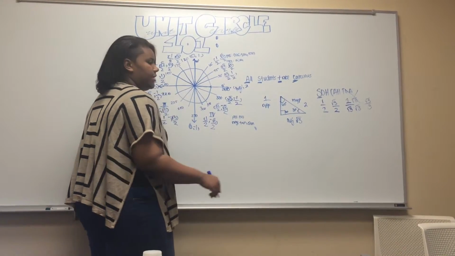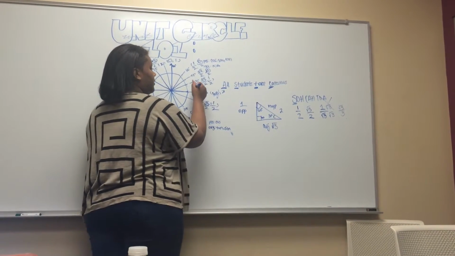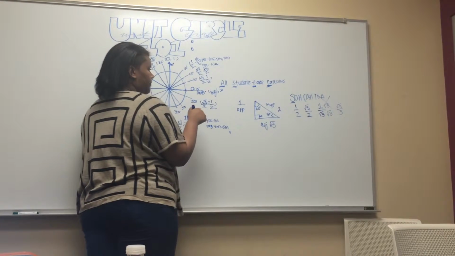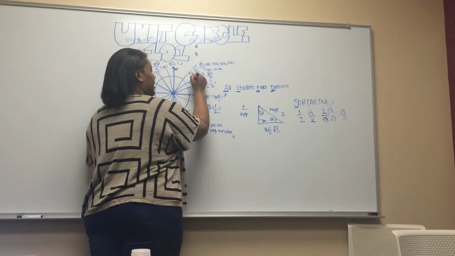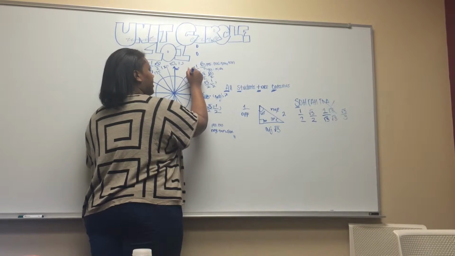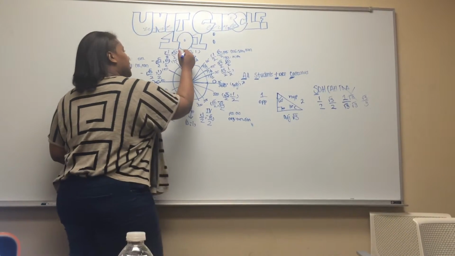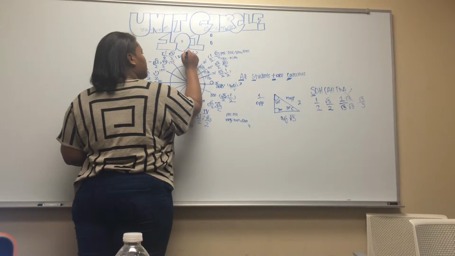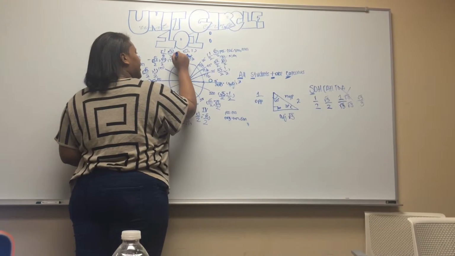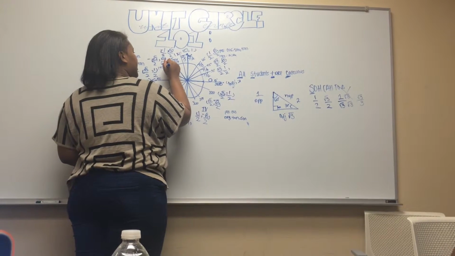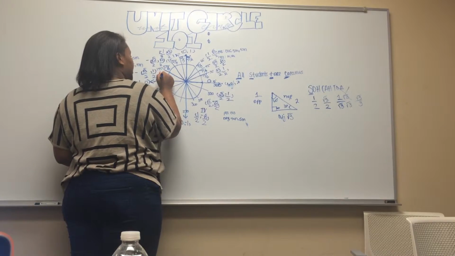And now on to your radians. To get radians, you do degrees times pi over 180. So this is 0. 30 would be pi over 6. 45, pi over 4. 60 is pi over 3. And 90 is pi over 2. For the second quadrant, it goes 2 pi over 3. 135 is 3 pi over 4. 150 is 5 pi over 6, and 180 is pi.